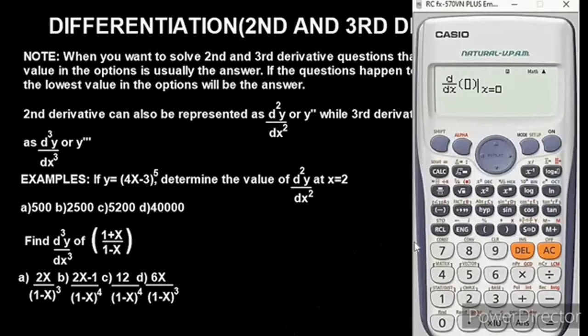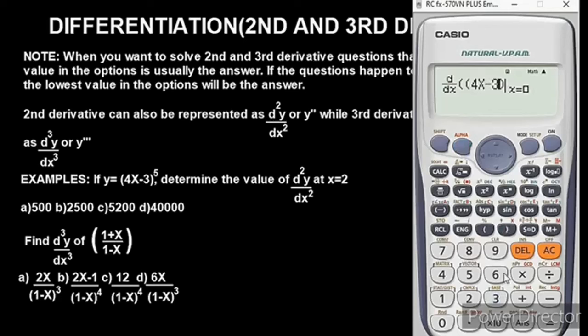So you open a bracket irrespective of the one already there. So you put 4x. To bring out x in the calculator, you have to press alpha first before x. If you just press only x, it will not come out. You have to press alpha first before x. So you have 4x minus 3.